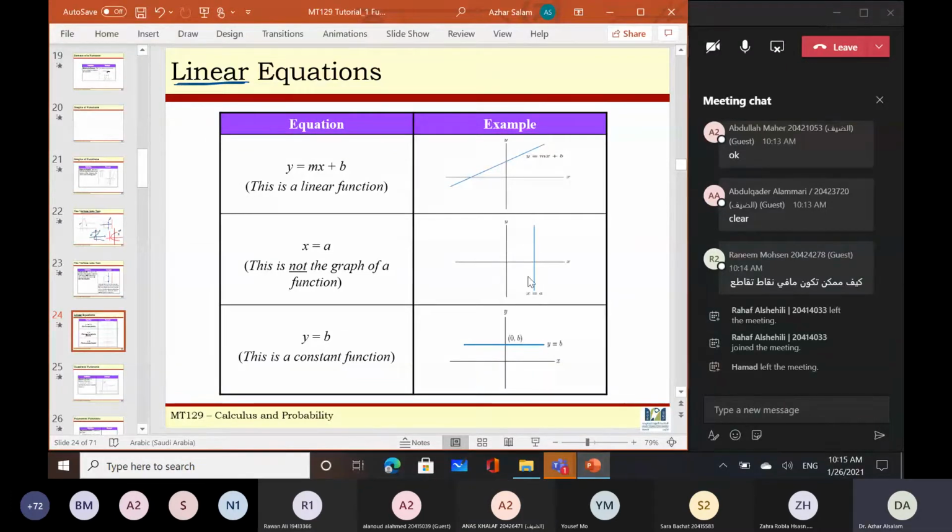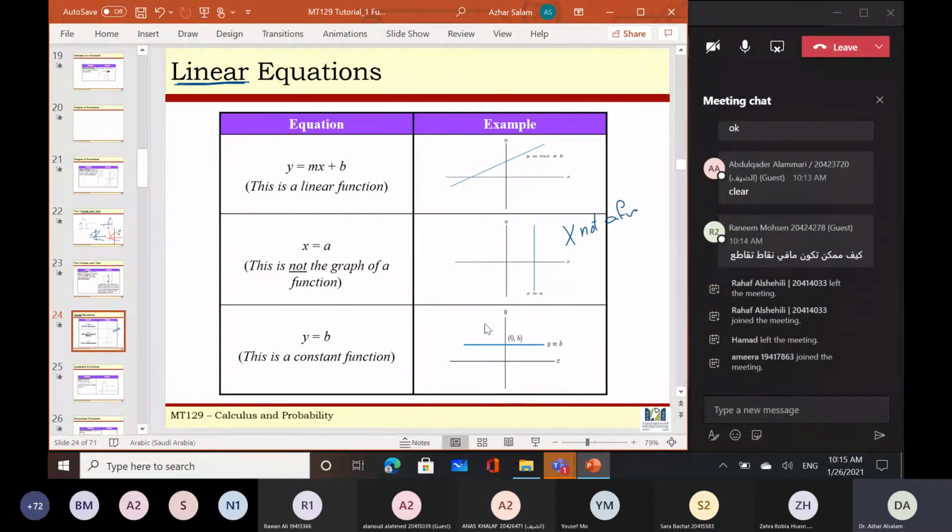Here, in this case, when I draw a vertical line, it will intersect at each point, right? So this is not a function. It's a line, but not a function. Okay? But here it's a function. Each line is a function unless it's a vertical line. Here, if I have a line, it will intersect in only one point. So each line is a function unless it was a vertical line.